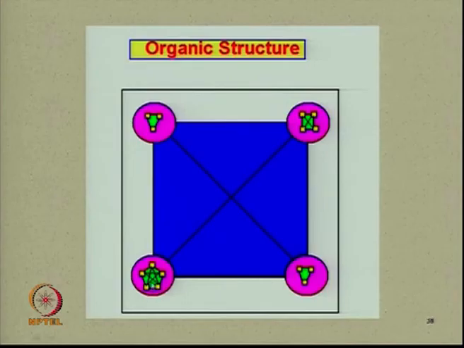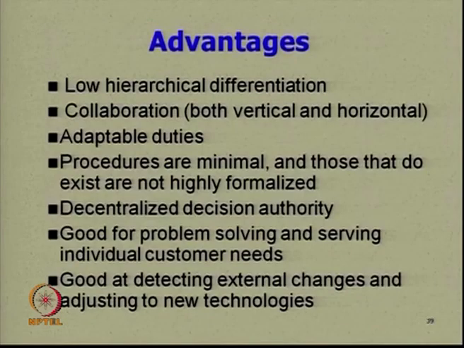You see here again the pentagonal form, the inverted pyramid, the square, the inverted. These are organic structures which come out of an organismic existence. What are the advantages? It has low hierarchical differentiation. It has collaboration, both vertical and horizontal. It has adaptable duties, people step in for each other. Procedures are minimal, and those that do exist are not highly formalized.